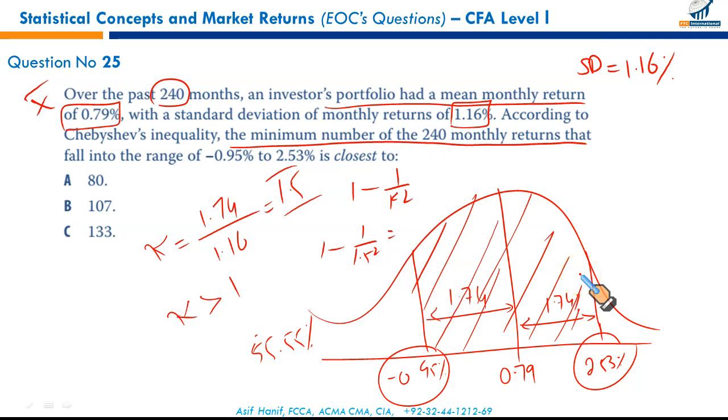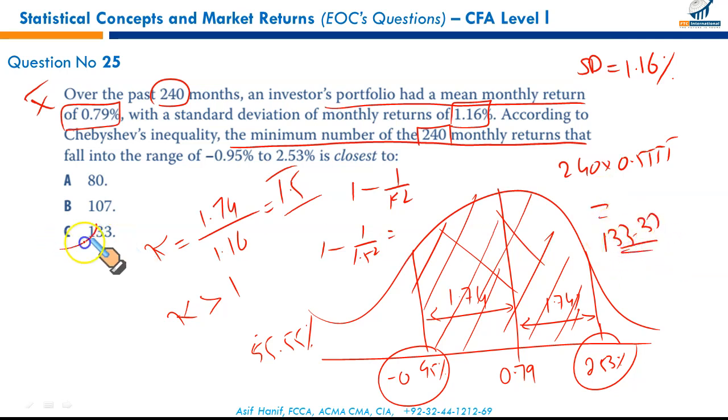Now, what's the next step? If this is the area covered within the normal distribution, and there are a total of 240 monthly returns, then what is the number of returns within this region? You just have to multiply 240 with 0.5555, and it will give you the result. 240 multiplied by 0.5555 gives you 133.33, and that makes C the correct option.